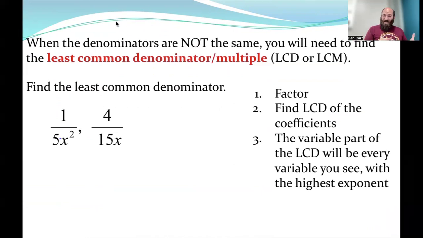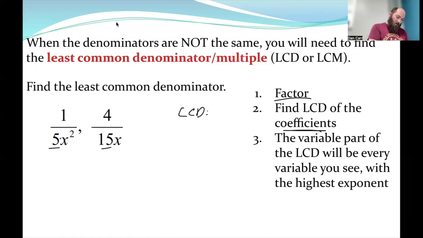It just looks a little different now versus when we did just fractions. So if we look at this, first, if need be, we have to factor. We don't have that in this case, so we'll see that in a different example. Find the least common denominator of the coefficients. So in this case, 5 and 15. Since I can turn 5 into 15, my least common denominator is going to have 15 in it because 5 can turn into that. Then the other part is the variable part.